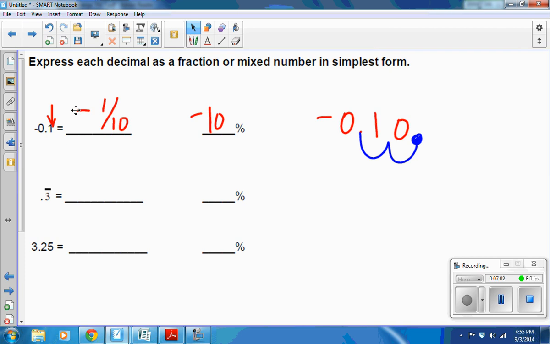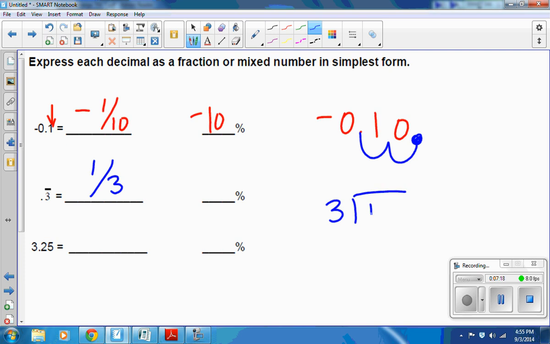Now, this is one we need to talk about a little bit because it's interesting. Because 0.3 repeating is 1/3. I can prove it to you going the other way. If you say 3 will go into 1 how many times, and you do the math, you will see that you will have a pattern of 0.33333 and you can keep going. So that's where it comes from.